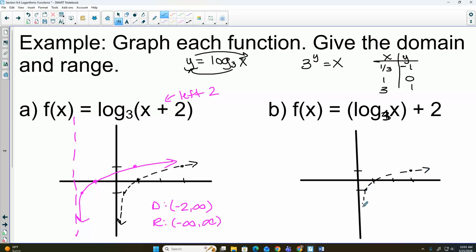Okay, so same parent function. What does the +2 do here? Does that move my asymptote? Okay. So, looks like this. Still have an asymptote at the y-axis. What's the domain? And the range?